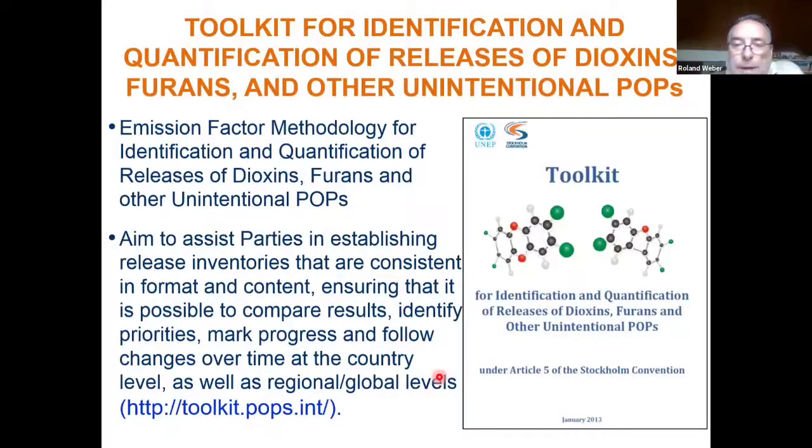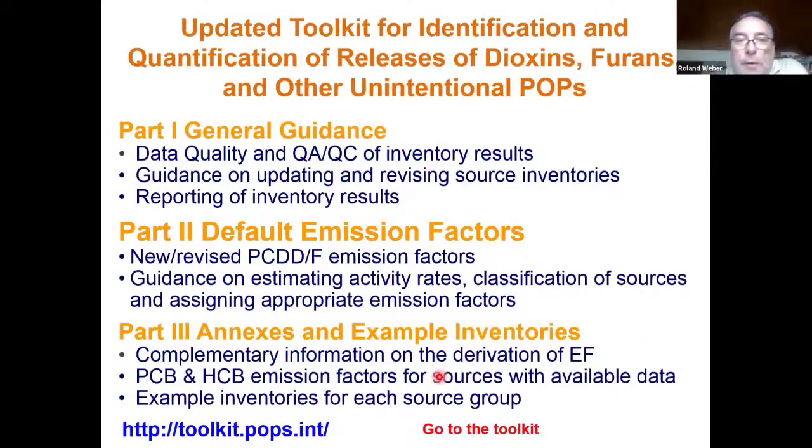So here, emission factors have been developed for all relevant sources, and these emission factors are compiled in this toolkit. And Oman has already used the 2005 toolkit for their first inventory. So we have now an updated toolkit. This is really better, and also there is an online format. It's much easier to handle. We have here a part A, which gives you general guidance. So here you can read on the background about data quality, about guidance on updating and revising inventories, and also about reporting of the inventory results.